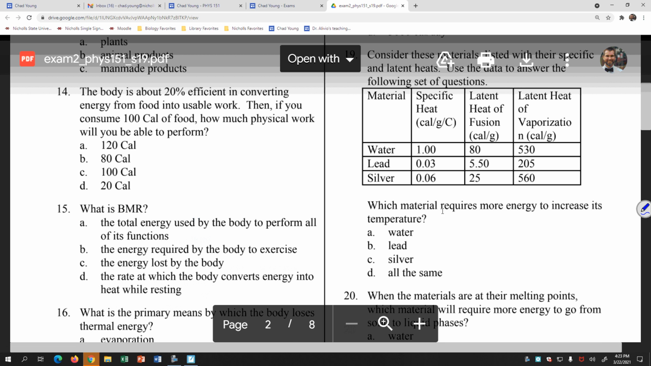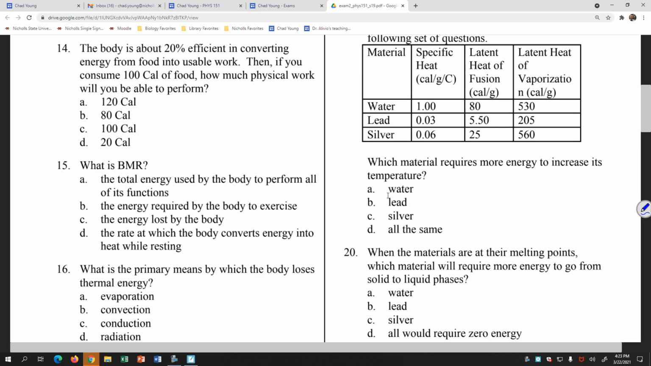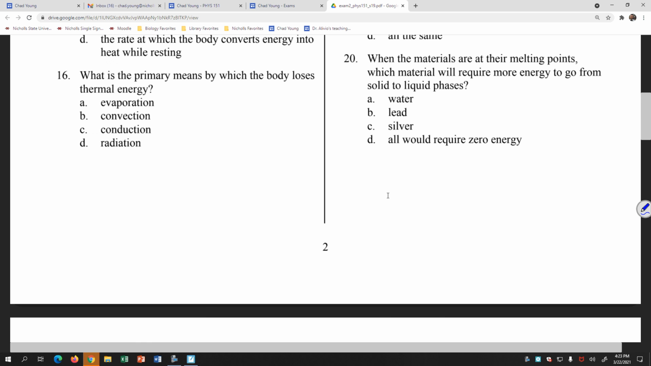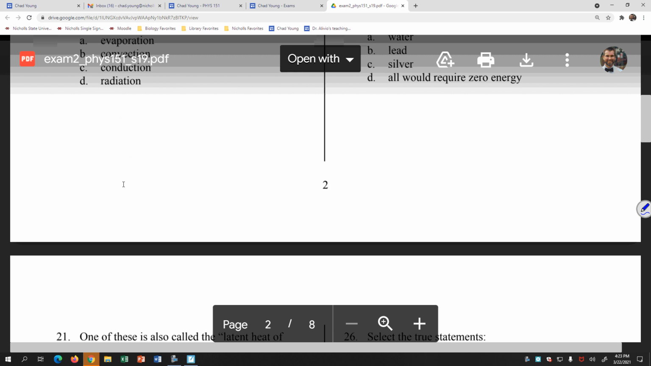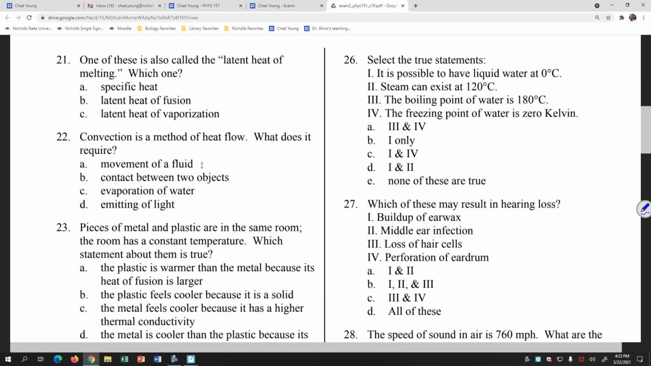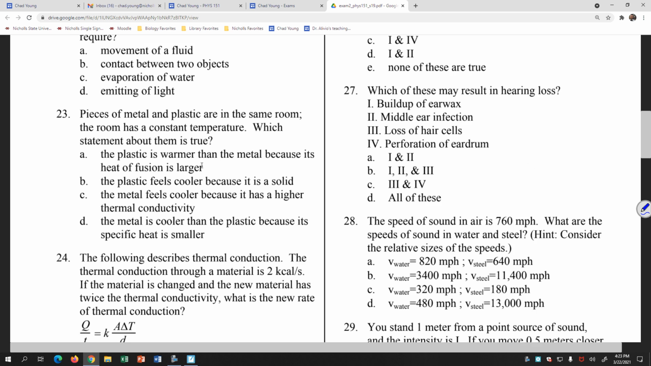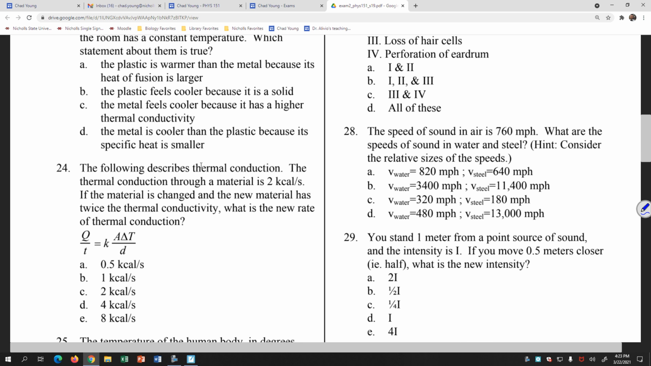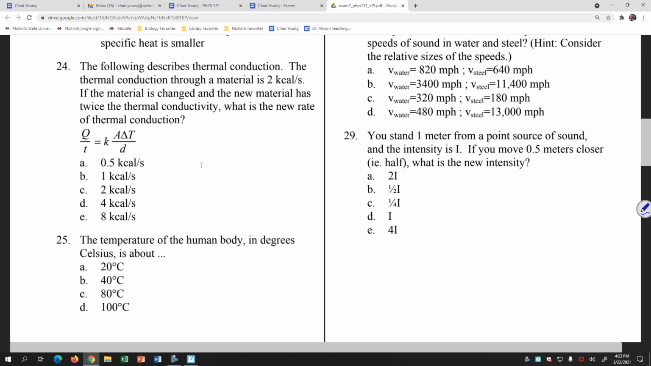Okay, let's look at the question. Means that the body loses thermal energy is through radiation. The latent heat of melting, that would be the latent heat of fusion. Any of these standing out to y'all that you want to look at, or particular topics? Okay, well that's the end here. Here's a basic temperature, 40 degrees Celsius of the human body.